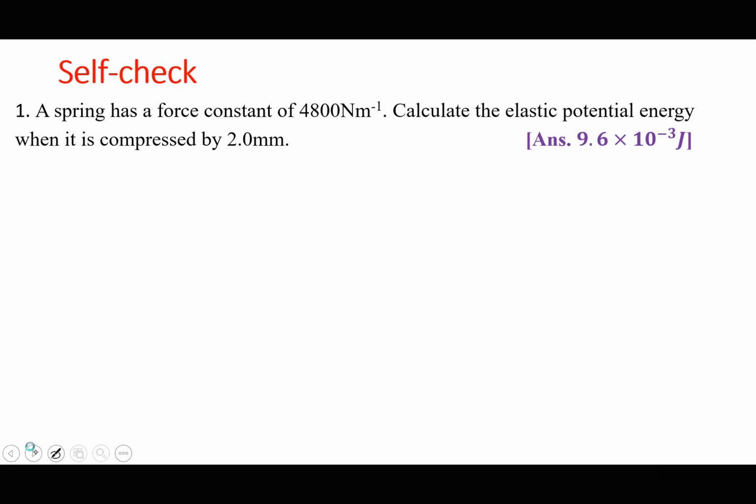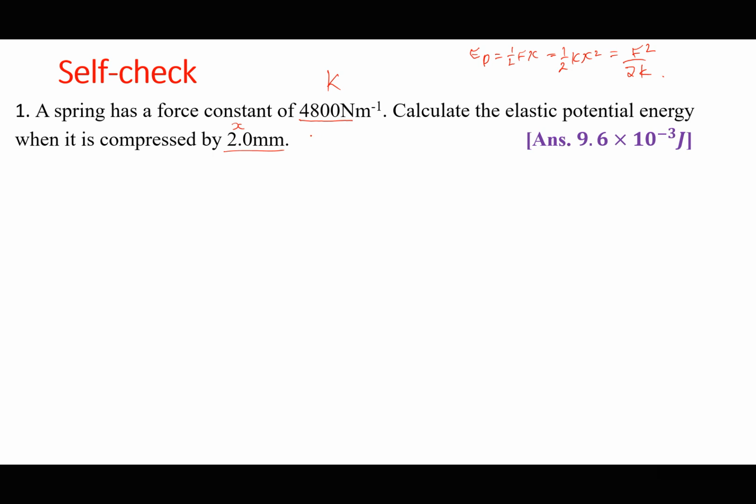A spring has a force constant of 4,800 newtons per meter. So that is K. Calculate the elastic potential energy when it is compressed by 2 millimeters. So this is going to be X. So we want to find the elastic potential energy. Remember, we know that elastic potential energy is going to be a half Fx, which is the same as a half Kx squared, which is the same as F squared over 2K. So you have all that. So it depends on what you have.